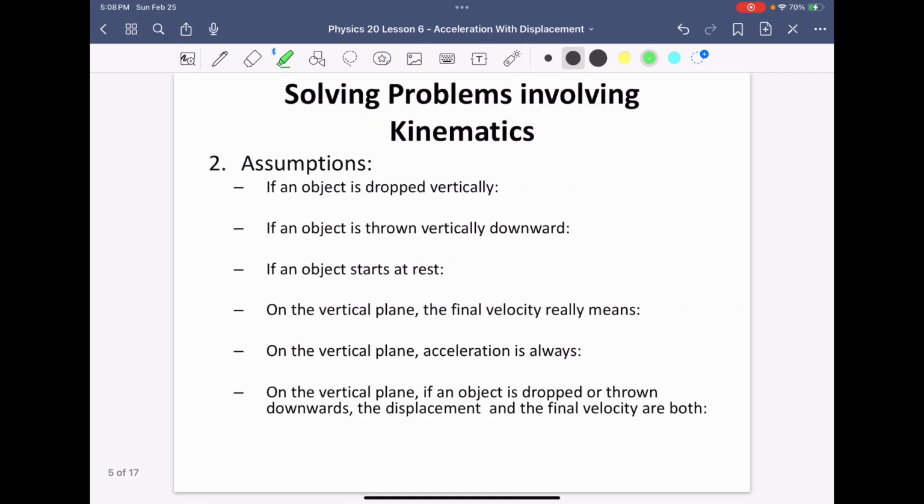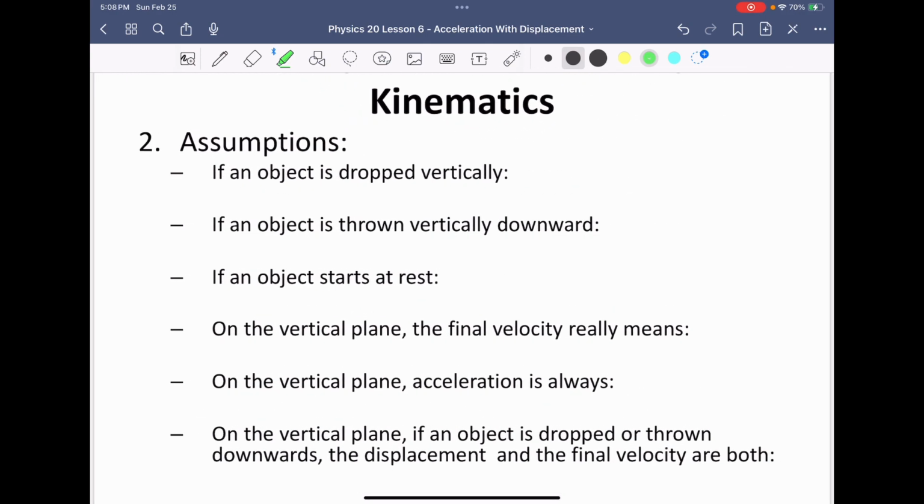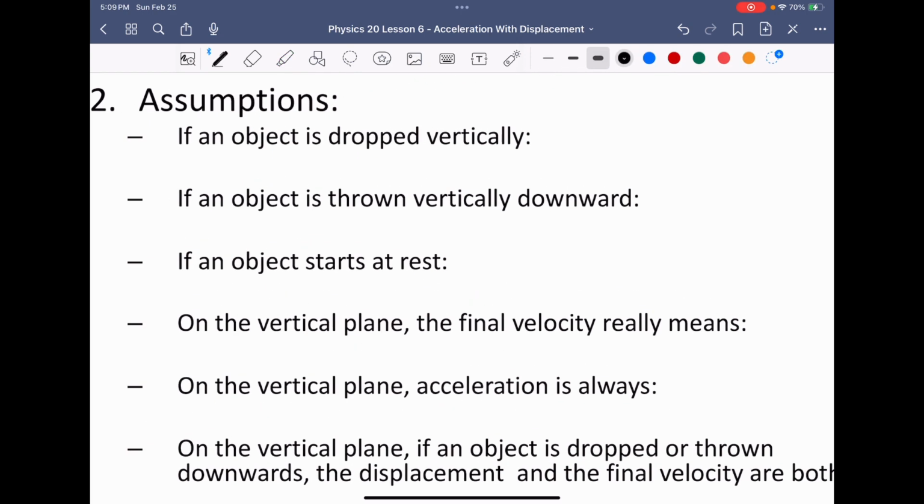Now, continuing with the assumptions, this is very critical because this helps you identify which variables you know and which ones you don't. If an object is dropped vertically, we're going to say that its initial velocity, or VI, is equal to 0 meters per second. If they say dropped, it's like me holding it out horizontally and then just letting go. So clearly that starts at 0.